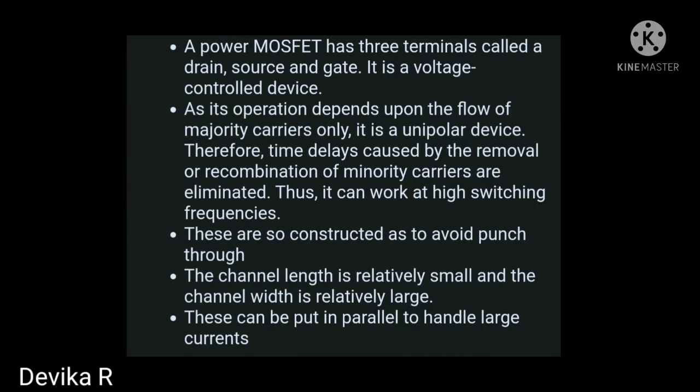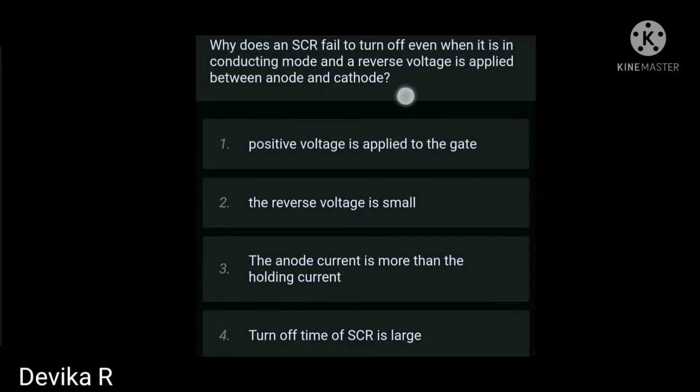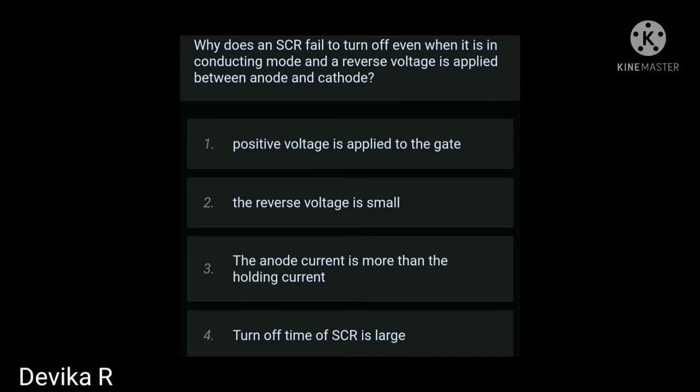Okay, next question. Why does an SCR fail to turn off even when it is in conducting mode and a reverse voltage is applied between anode and cathode? Okay, why does SCR fail to turn off? What does turn off current mean? Below this current it will be turned off. Okay, so let's see the answer.